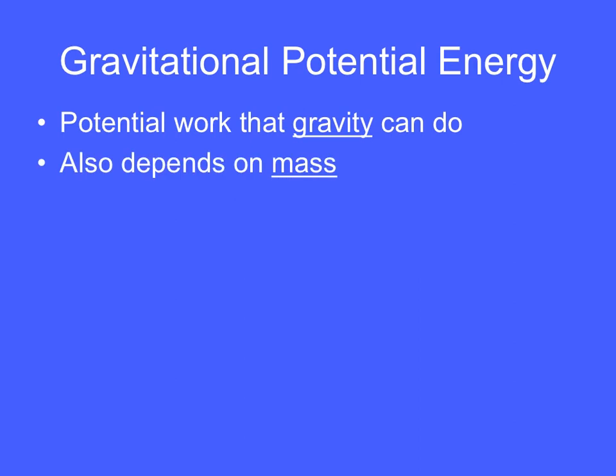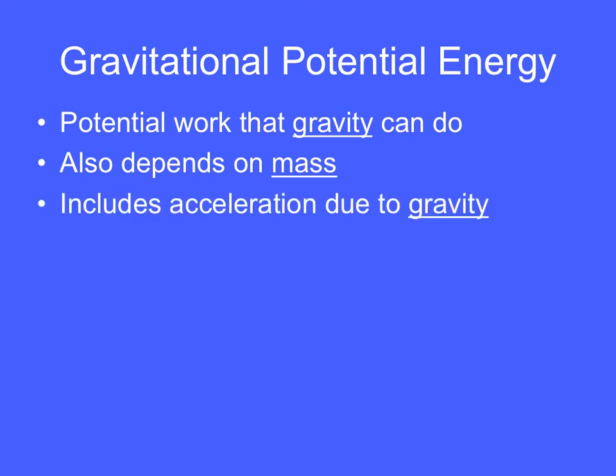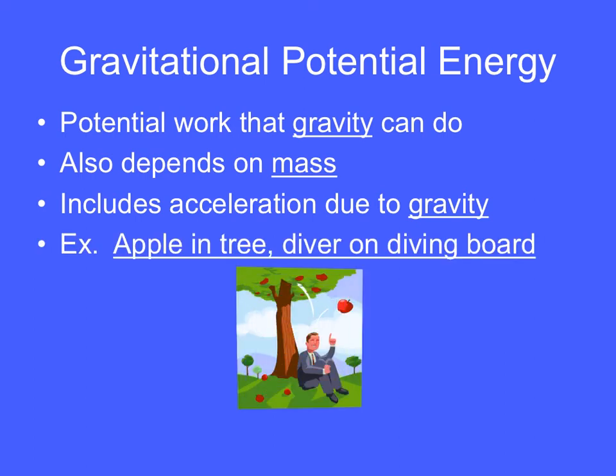Gravitational potential energy represents the potential work that gravity should be able to do on an object. In addition to the height that we already discussed, it also depends on the mass. So things that have a greater mass are going to have more gravitational potential energy than something that is at the same height but a smaller mass. It also includes our acceleration due to gravity, the value of which we know, which is 9.8 meters per second squared. Some examples of things that have gravitational potential energy include an apple in a tree or a diver on a diving board.